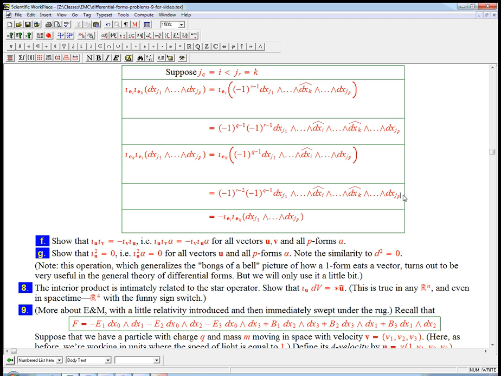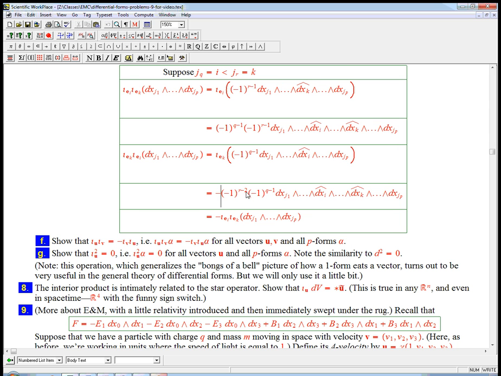It's just the same list of dx_j's without the dx_i, dx_k, but instead of having minus 1 to the q minus 1 and minus 1 to the r minus 1, the minus 1 to the q minus 1 is the same, but this is a different sign. This is exactly minus of what you'd get if you had a minus 1 to the r minus 1. So in other words, it's minus of what we had up here. So that says that doing the i's in the opposite order gives you a minus sign.